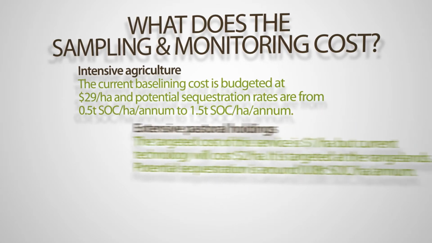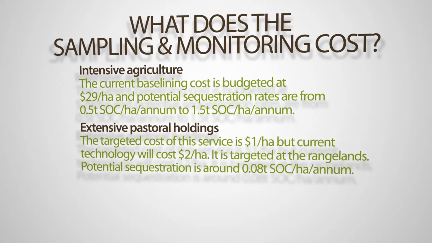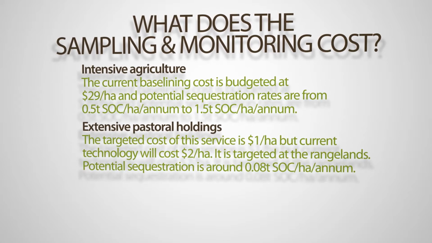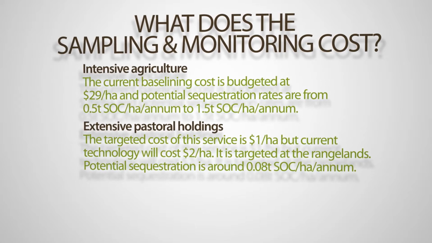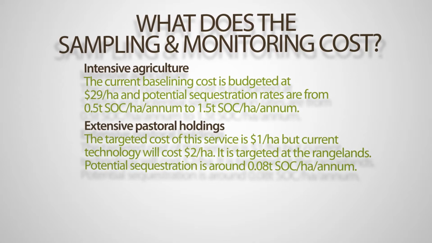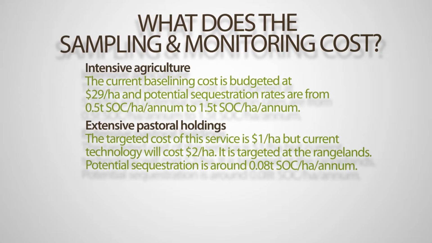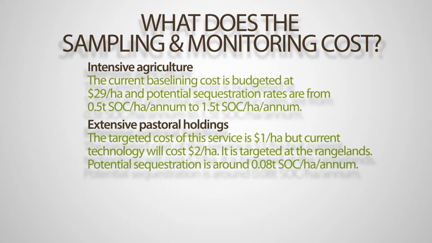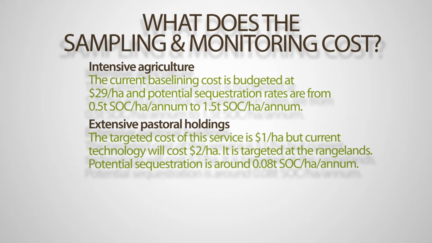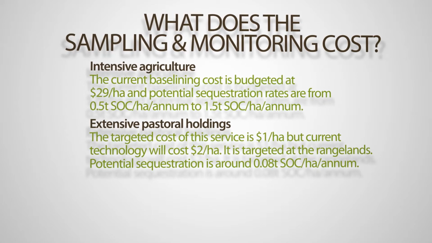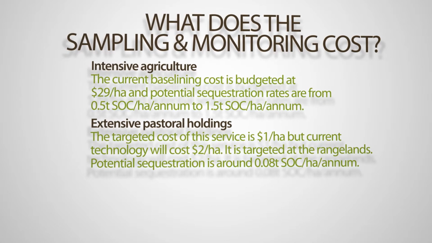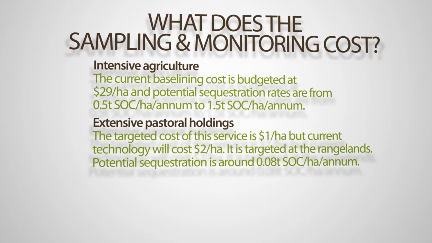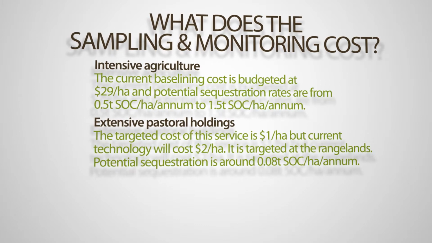On the other hand, if you're an extensive pastoral holding and you've got 2 or 3 or 4 or 500,000 hectares that you would like to baseline, our targeted goal is to get that back to $1 a hectare, but under current technology we think that that's going to be around about $2 per hectare. The downside to having a lower cost and a larger area is that it'll be lower accuracy, and generally you're also going to be sequestering less carbon per hectare. The thing in your favour, however, is that you have a lot of hectares.